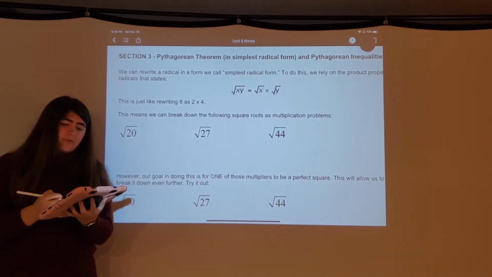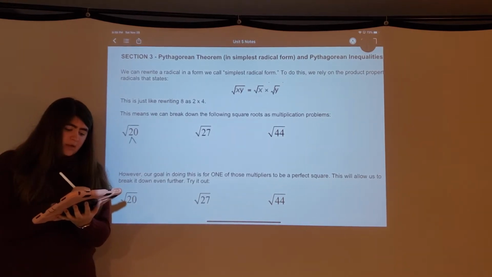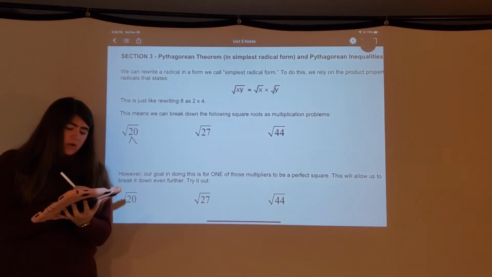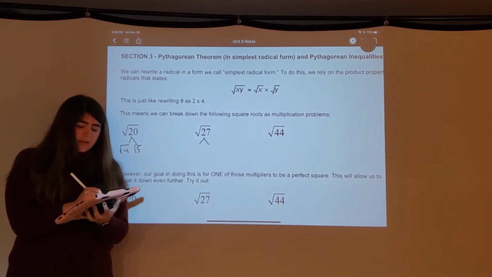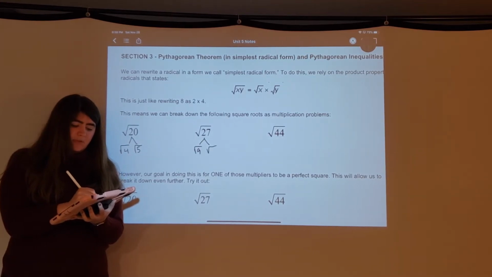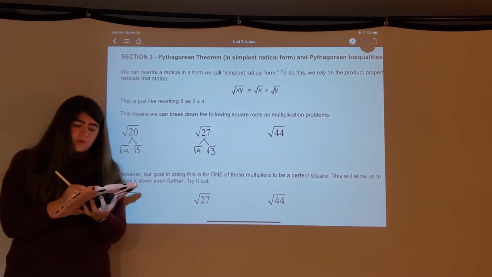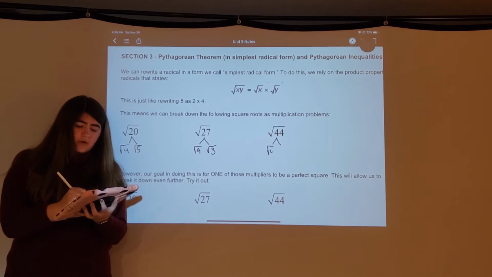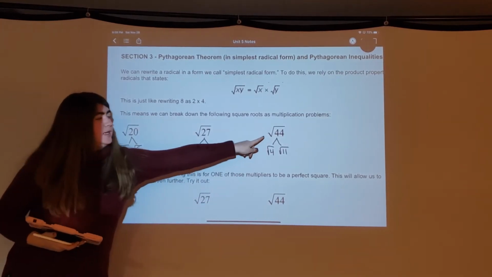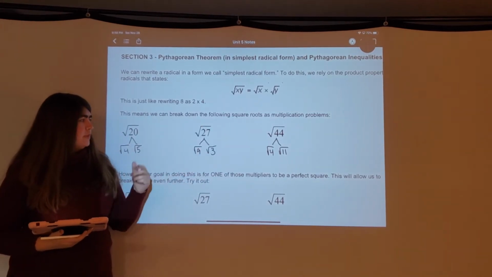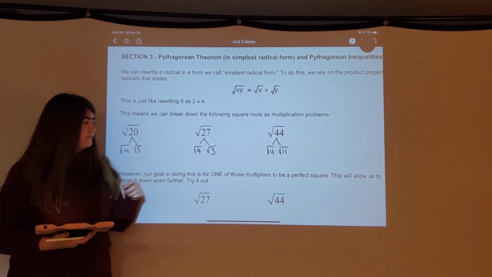So for the square root of 20, I can say that 20 is equal to 4 times 5, and both of those would be written under the square root as well. Then 27 can be split into 9 times 3, and 44 can be split into 4 times 11. And again, I'm writing them under the square root because we're breaking down a radical. And the square root symbol is called a radical.